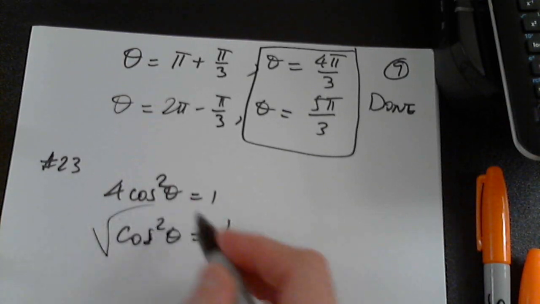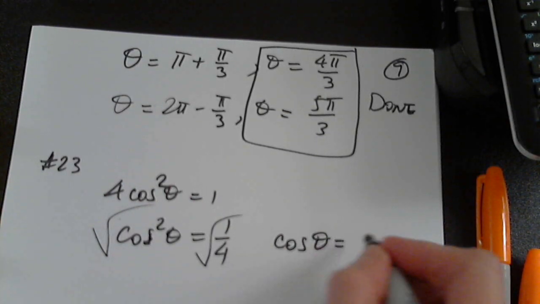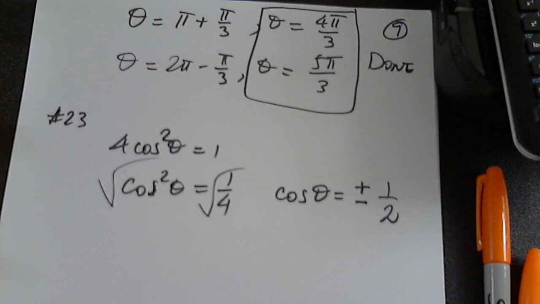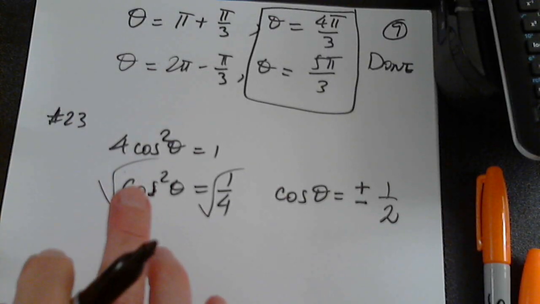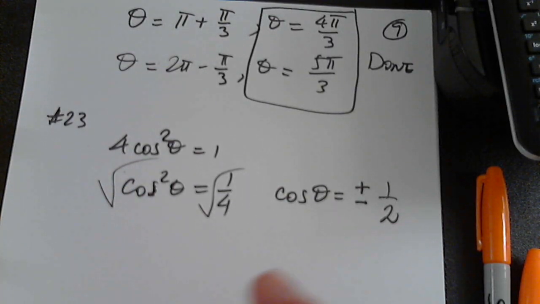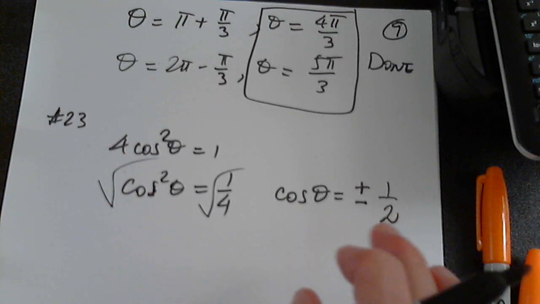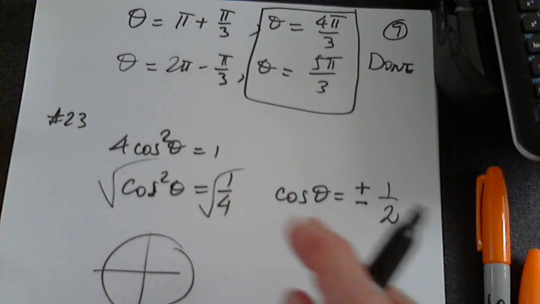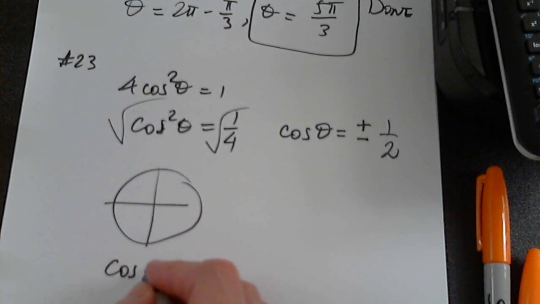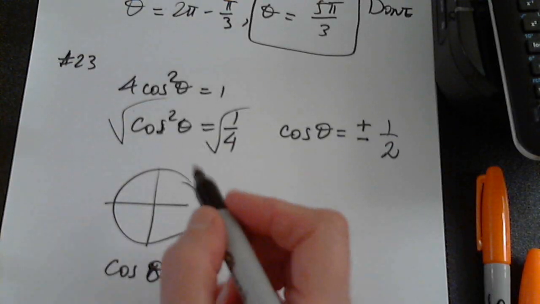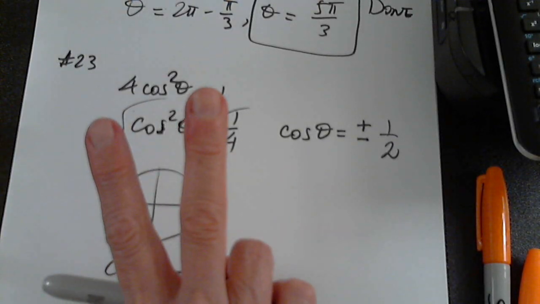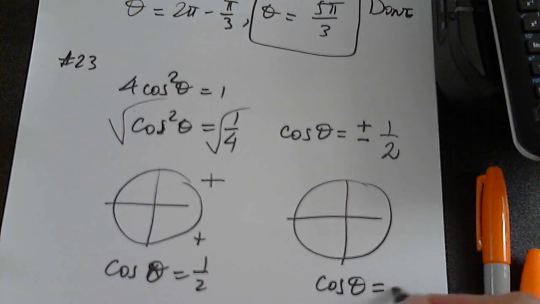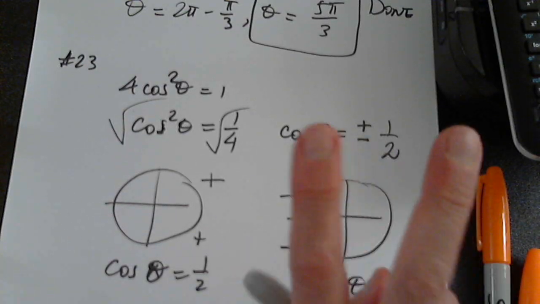Square root it. Absolutely. And please remember, cosine theta is plus or minus 1/2. Two solutions because it's quadratic and cosine. So cosine is plus or minus 1/2. So cosine theta equals positive 1/2, positive here and here, 2 angles. And cosine theta equals negative 1/2, here and here, 2 more angles.